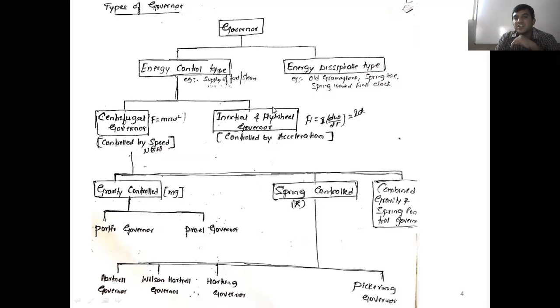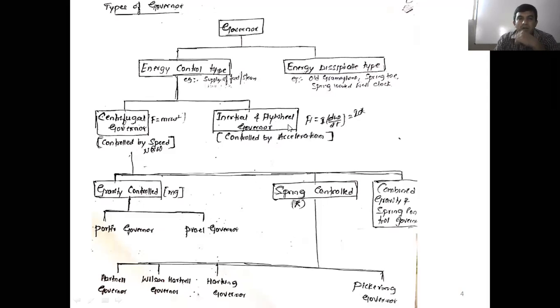Another type is the inertia or flywheel governor. Inertia is the property of mass that resists changes of state. That property of mass is called inertia. Or you can see the flywheel, a heavy mass attached to the crankshaft. That is how it is controlled here. It is controlled by acceleration.